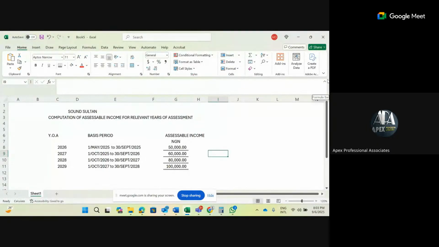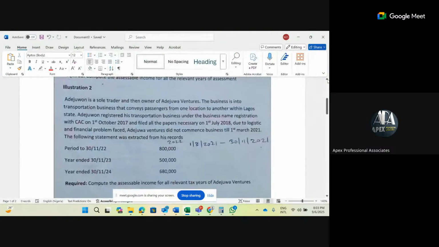Don't multiply anything, no. Please don't multiply anything. That's how you are going to leave it, please.